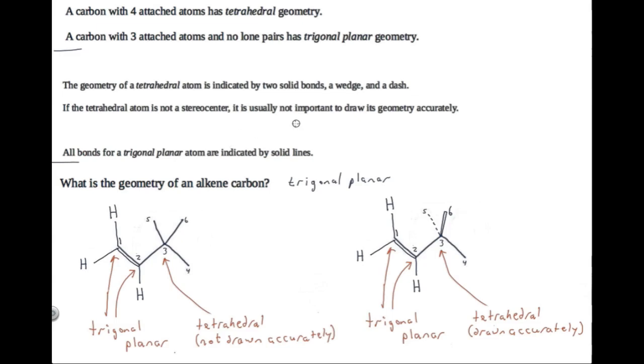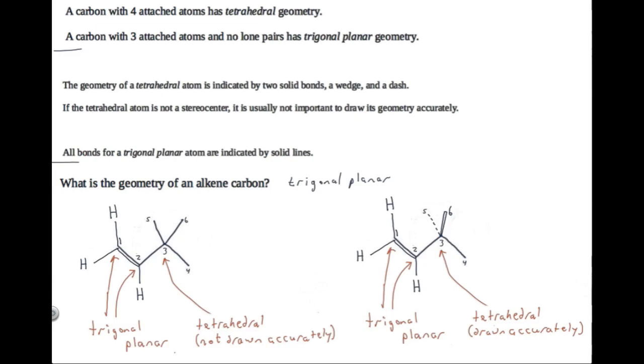But if we wanted to draw the geometry accurately at carbon 3, this would be the way to draw it. Two solid lines, a wedge, and a dash. If a tetrahedral atom is a stereocenter, then usually it is important to draw its geometry accurately with two solid bonds, a wedge, and a dash. Well, obviously the reason we're going over these geometry facts is because they can be useful for E2 problems, and we'll illustrate that in the next problem.